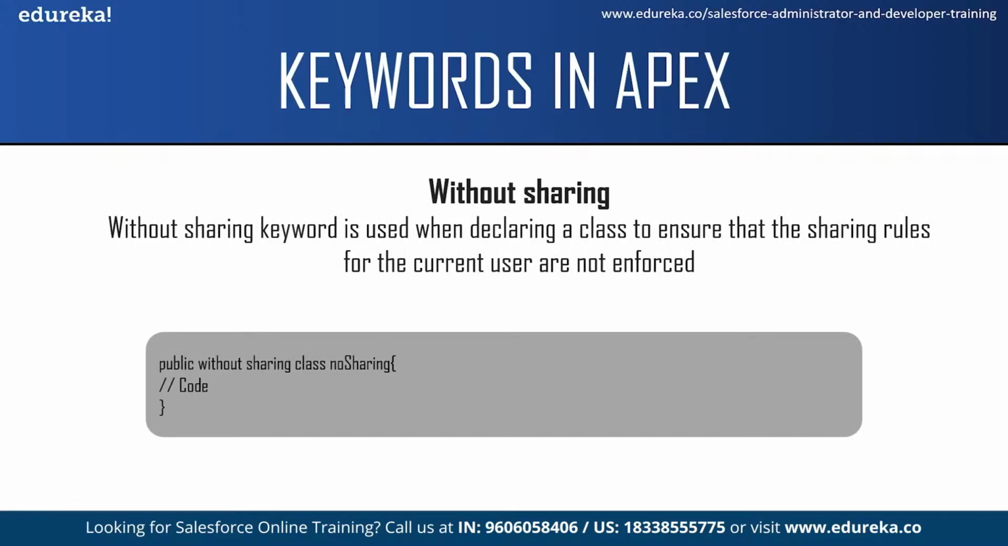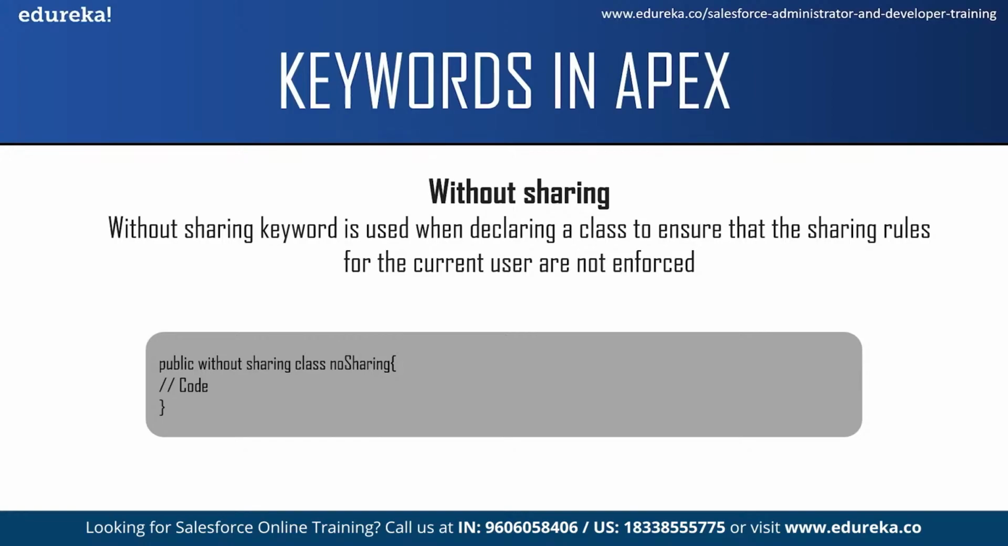The without sharing keyword is used when declaring a class to ensure that the sharing rules for the current user are not enforced on that class. You can use this when you want to explicitly turn off sharing rules enforcement when a class is called from another class which is declared using the with sharing keyword.